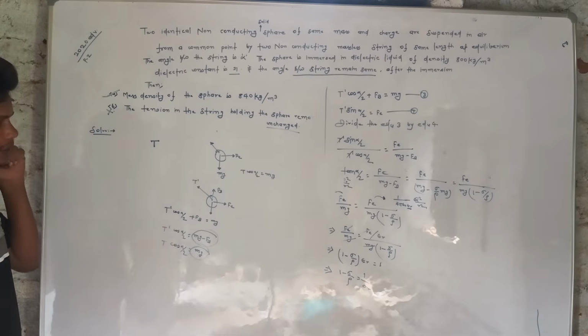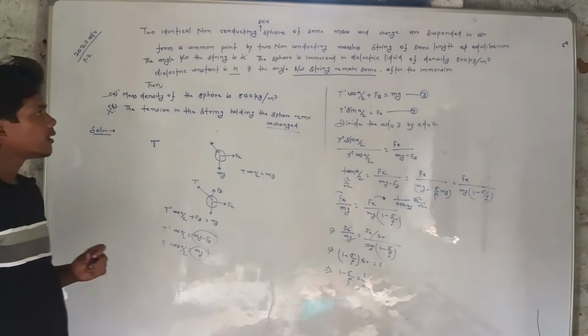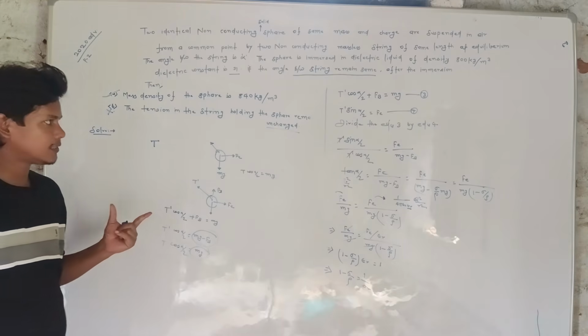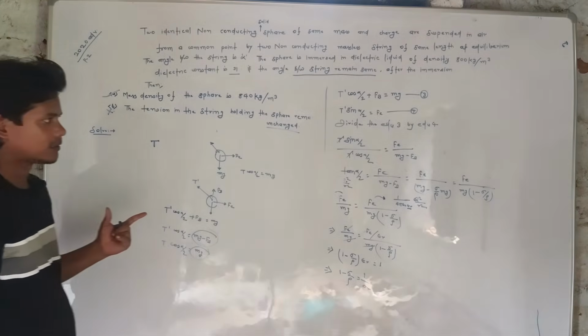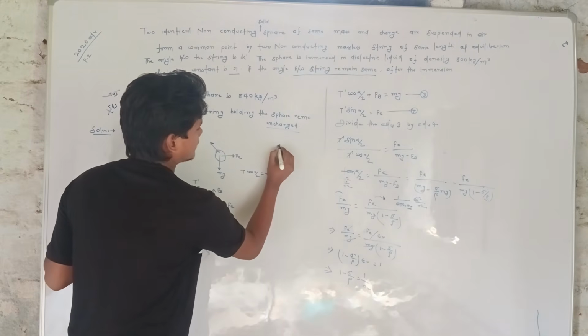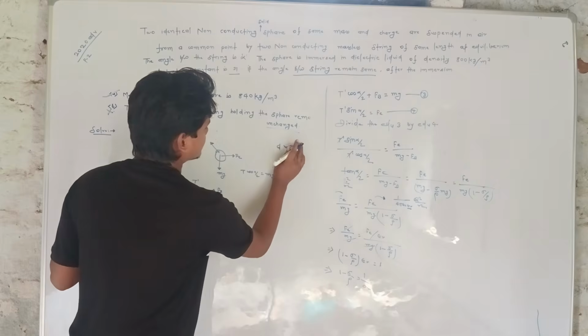And option C says that the electrostatic force between the spheres remains unchanged. That is correct. And option D says it reduces, so option D is incorrect.